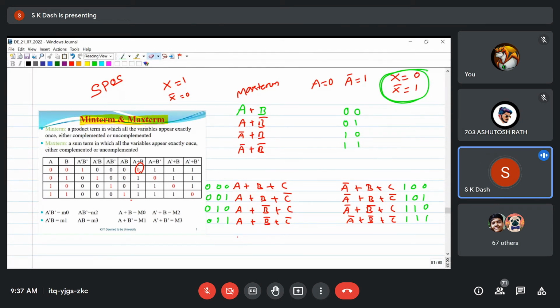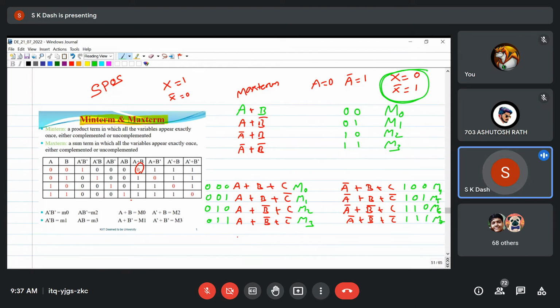Now let us check this upper one. 0 0 is how much? The decimal equivalent is 0. So we will represent these max terms as capital M. So capital M 0 0 will be M0. This will be M1, this will be M2, this will be M3. Similarly for A plus B plus C, this will be capital M0, M1, M2, M3, M4, M5, M6, M7. Okay. So in this way, we can represent these max terms.